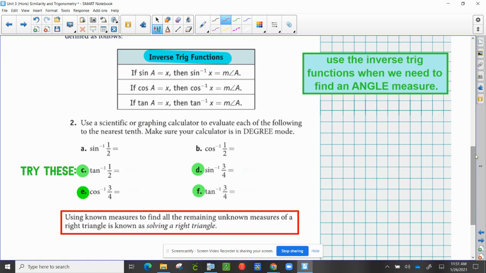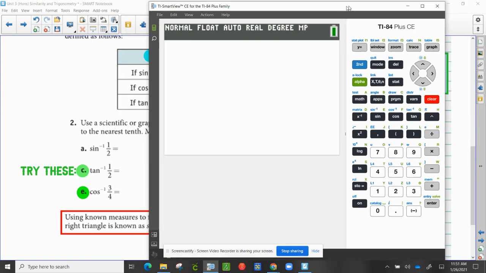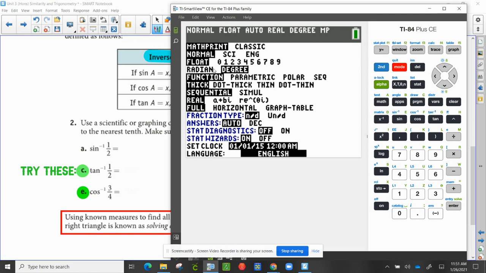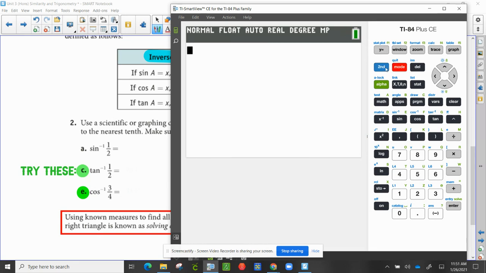Using your scientific calculator, evaluate each of the following to the nearest tenth. Make sure we're in degree mode. Remember, if you go to mode on your calculator, degree should be highlighted. If it's not, change it because you'll get the answers wrong. All you have to do is hit the inverse of sine. So second sine will give you the inverse function.